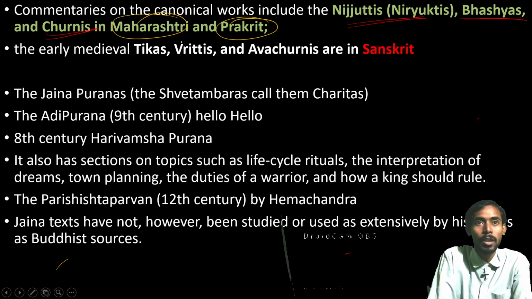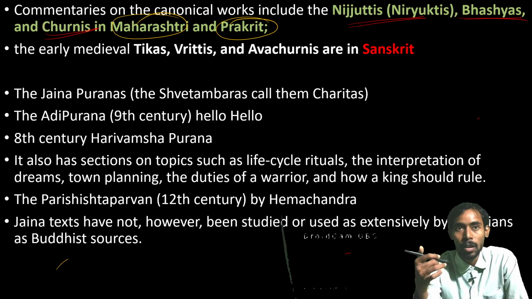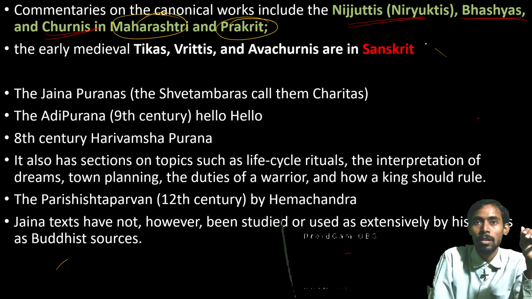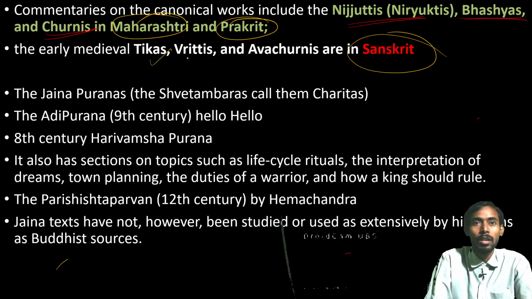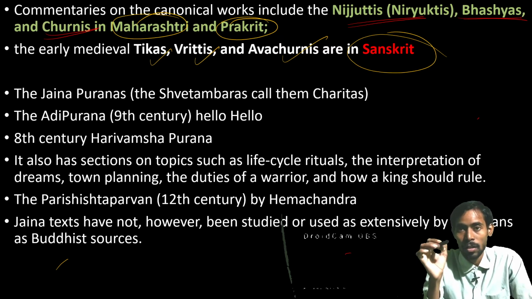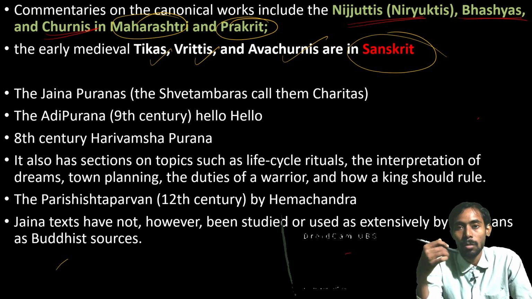Now moving ahead, we will also be looking at some of the texts which were written in Sanskrit. That was the Tikas, Vrittis, then Avachurnis. These were written in Sanskrit, and if we talk about the time period of their composition, it is early medieval Jain literature.